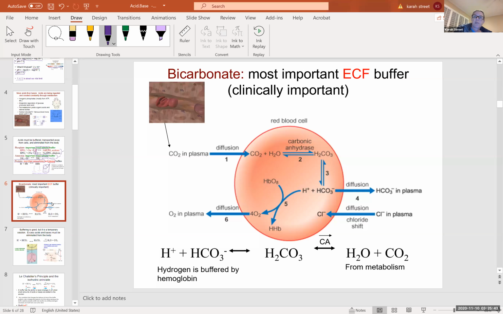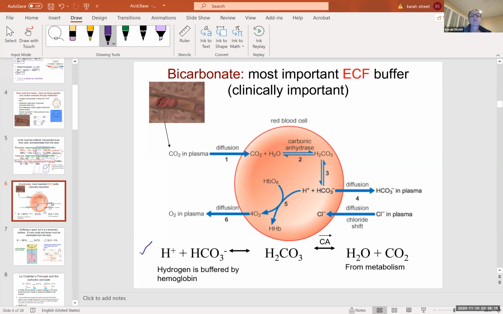This is the buffer system I showed you on the very first slide, where water combines with carbon dioxide and forms carbonic acid, which dissociates into hydrogen and bicarbonate. And it's a reversible reaction. So the hydrogen can reassociate with the bicarbonate, form carbonic acid, and then have that dissociate into water and CO2.